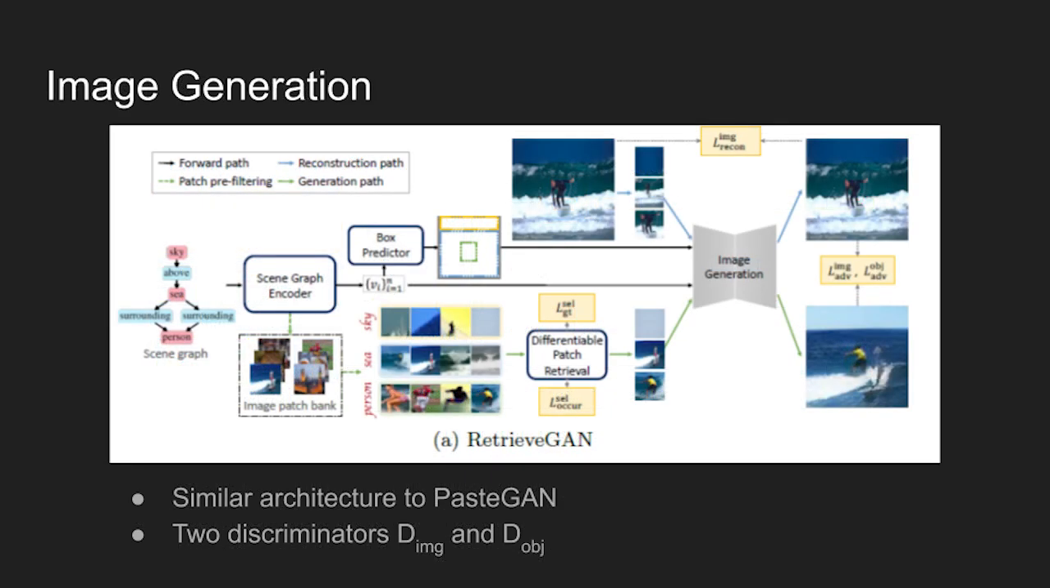The image generation module is similar to the PasteGAN model. The generator takes input as box predictions and retrieved image patches, and produces a synthesized image whose realism is again determined by the discriminators. The module uses two discriminators. The image discriminator determines realness of the sample on the image level, and the object discriminator determines the realness of the image sample on the object level.